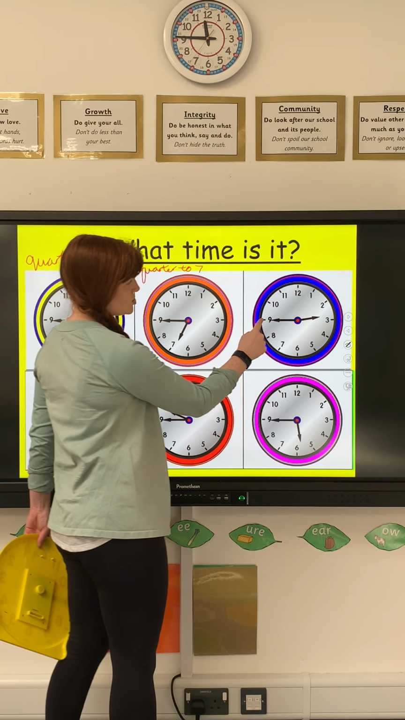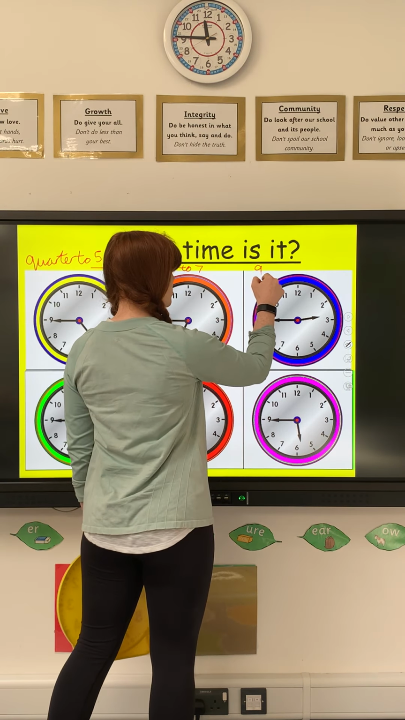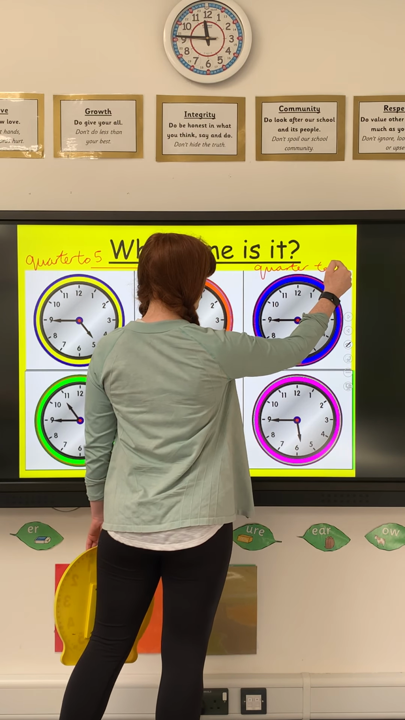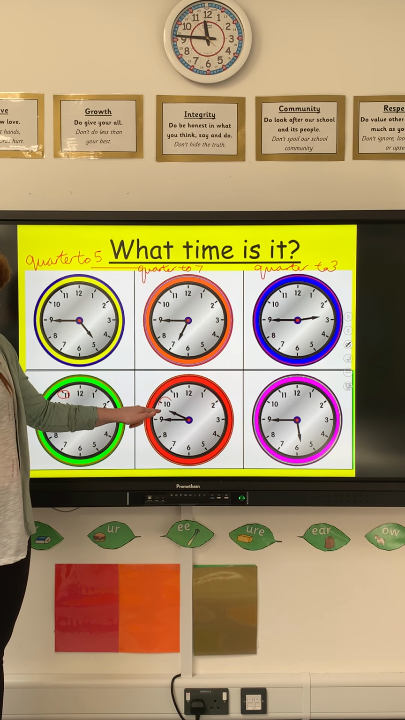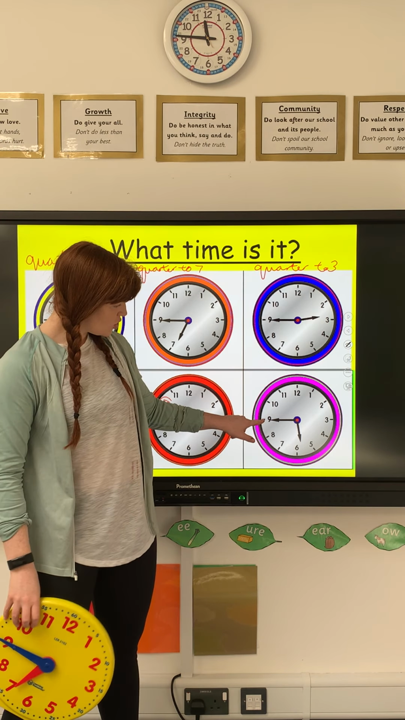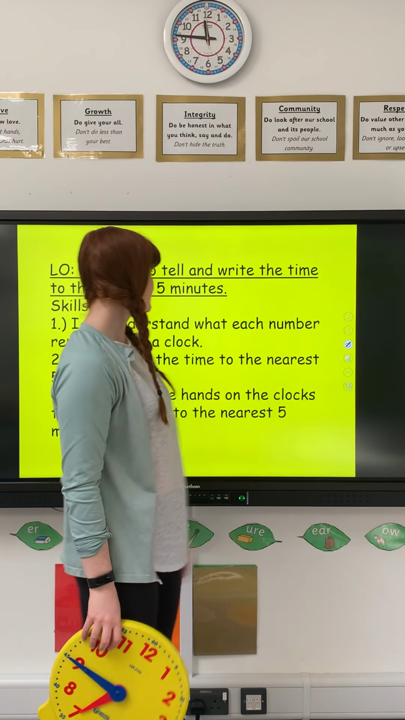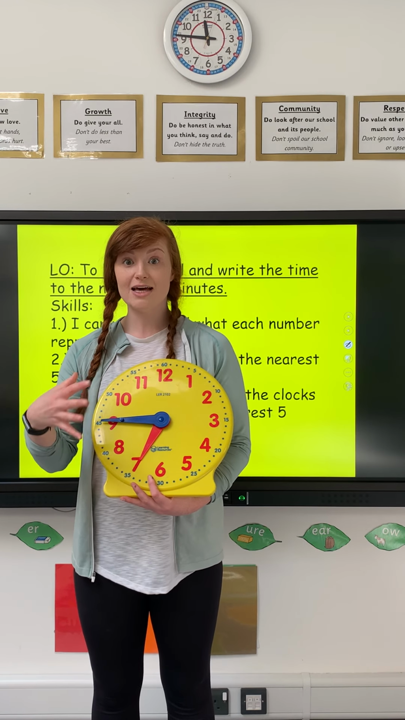Next one, big hand's on the 9, the little hand's just before 3. So again, it would be quarter to 3. And if we go underneath, quarter to, it's just before the 11, so it'd be quarter to 11. Quarter to, it's just before the 10, quarter to 10. And quarter to, it's just before the 6, so quarter to 6. Fantastic. So see whether you can have a turn at now drawing it.